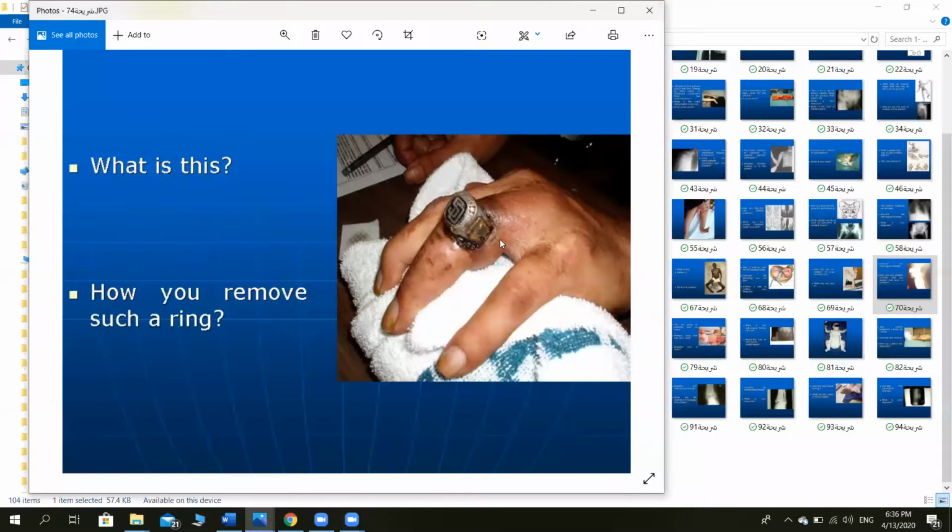This is an entrapped ring in the finger, and there is ulceration of the finger. Usually we treat these patients by cutting it. In orthopedics there is a cutter for metal, so we can cut this metal and remove it from the patient. Usually these get entrapped in the ring or in the finger, and it leads to ulceration and even ischemia sometimes.